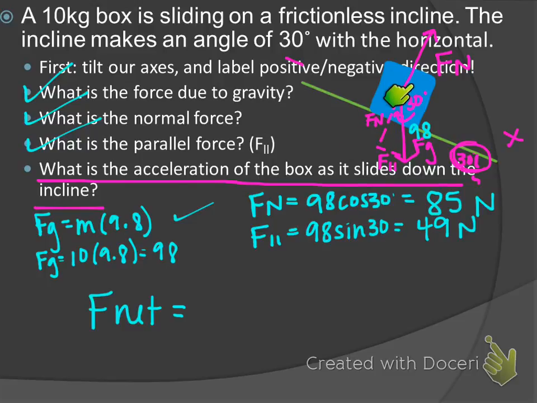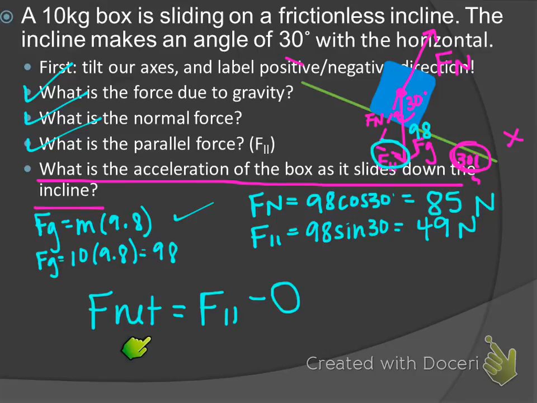Nope. F parallel. Even though it's kind of written off the axes a little bit, it's still pulling it down the incline. That's what gravity is doing, right? The horizontal component of that is pulling it down the incline. So F parallel is our positive horizontal force. Is there anything acting against that? No. No friction, no nothing. Okay? So that's how we're going to set that up.